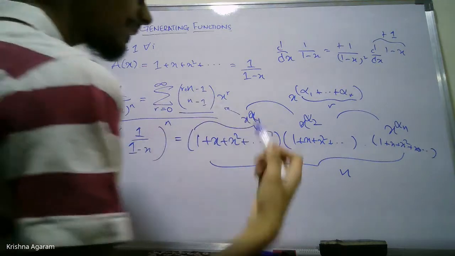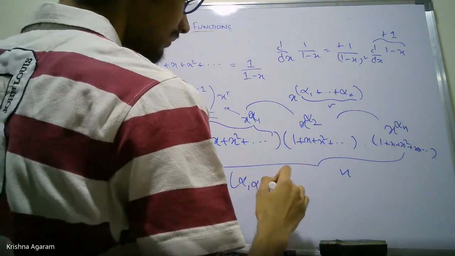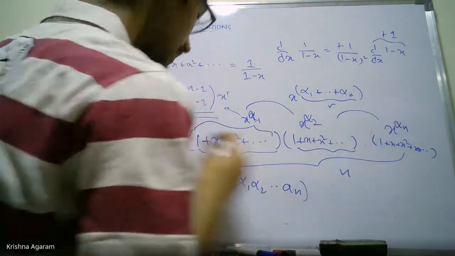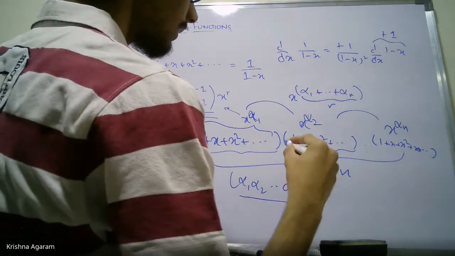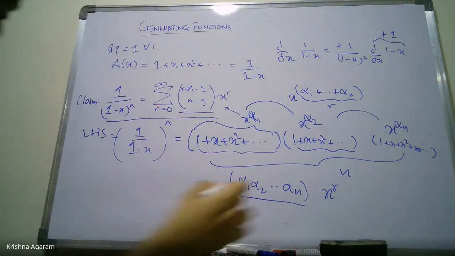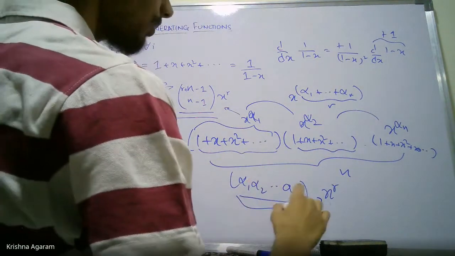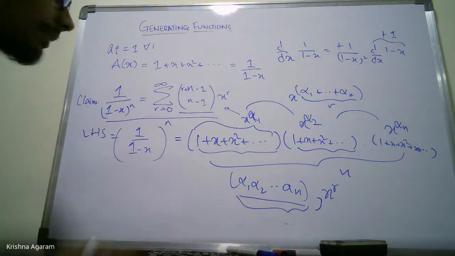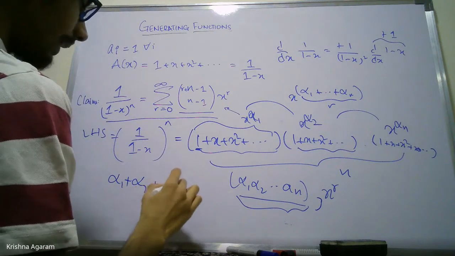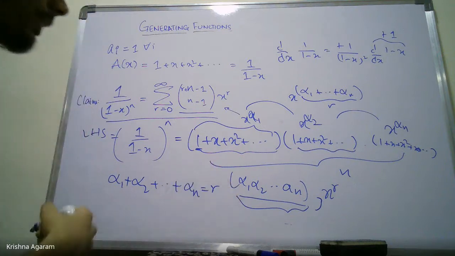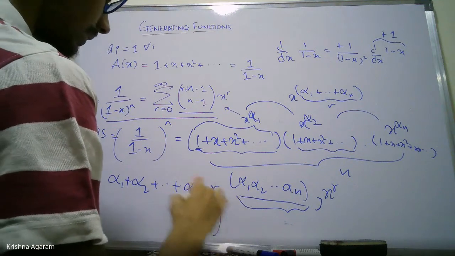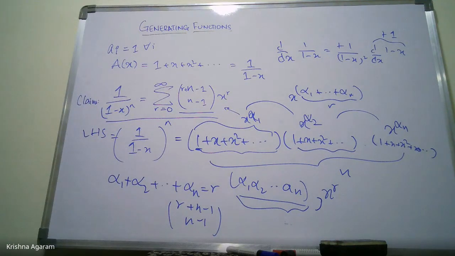So each such ordered tuple alpha 1, alpha 2, alpha n represents choosing x to the alpha 1 from here, x to the alpha 2 from here, and so on. This gives one unique x to the r term, where their sum is r. So the coefficient of x to the r, how many times it comes, is just how many of these alpha 1, alpha 2 to alpha n ordered tuples there are. And this is just the number of non-negative solutions, zero is also counted. So alpha 1 plus alpha 2 plus up to alpha n is r. So you want to know the solutions to this. This is well known, this is just r plus n minus 1 choose n minus 1. All of these are non-negative integers. So everyone's familiar with that, right?